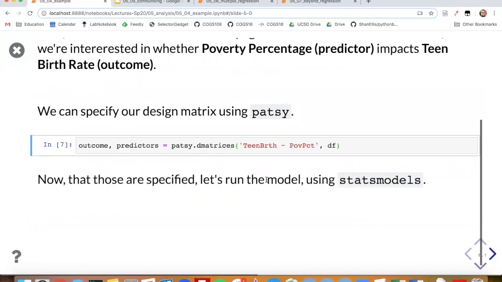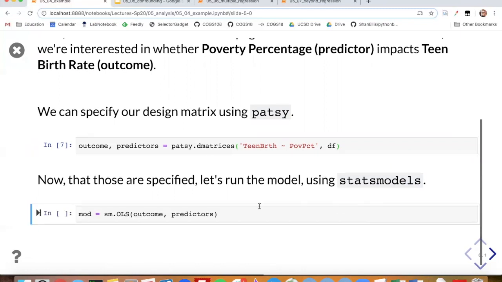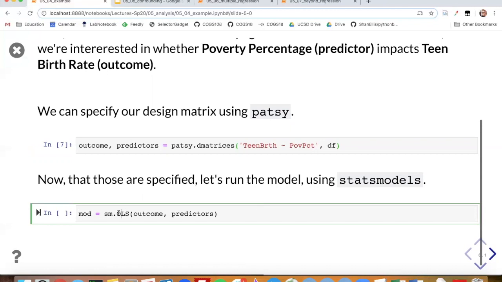Now that we've specified those design matrices, we can run the model, and we'll use statsmodels for that. There are tutorials on the course GitHub, if you are unsure as to what's going on here, but we've imported statsmodels as SM, and we're going to use ordinary least squares, OLS, to carry out our linear regression. Note here, again, we give it our outcome, comma, our predictors that we generated above for these design matrices using Patsy, and I'm going to store that in mod.